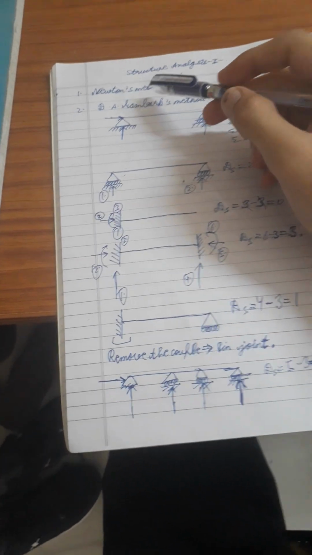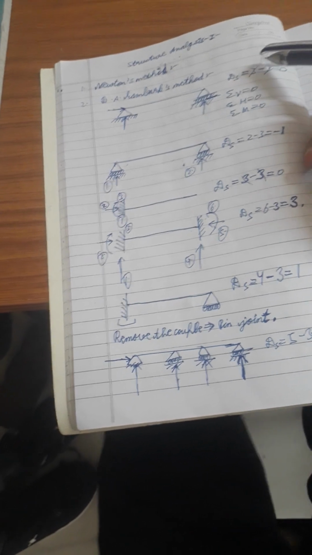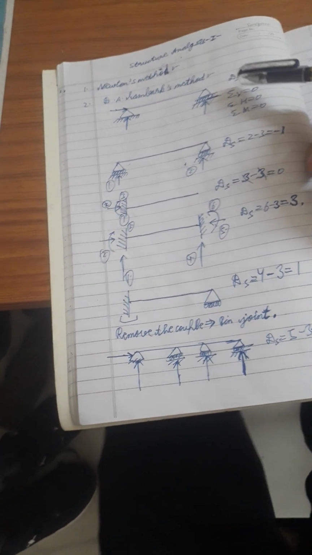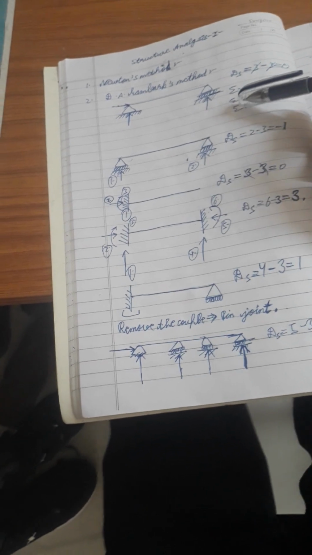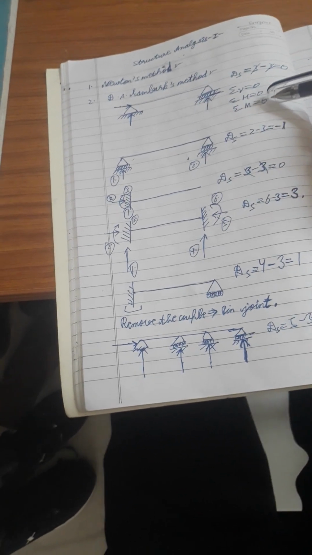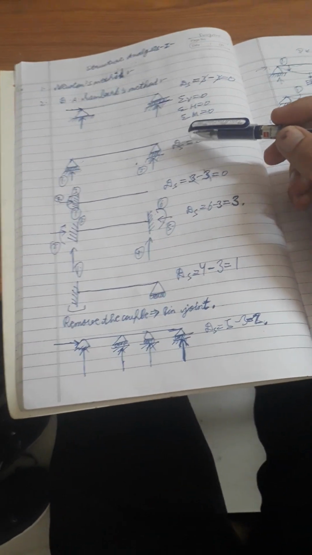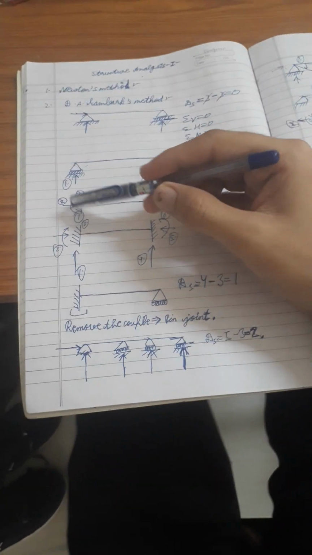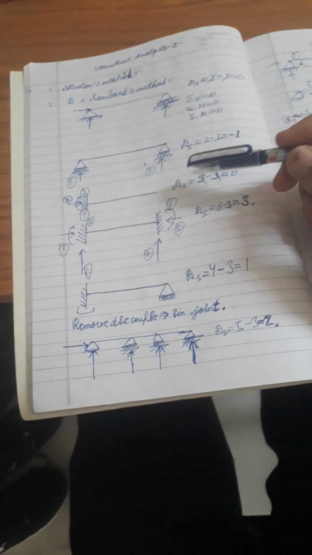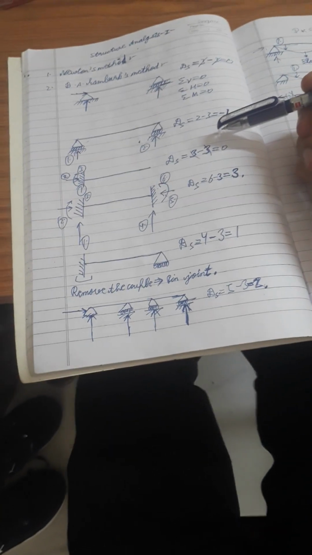Newton's method, D'Alembert's method, ds is equal to 3 minus 3 which is equal to 0. Summation V is equal to 0. Summation H is equal to 0. Summation M is equal to 0. Here summation U is equal to 0. Then here 1, here 2. ds is equal to 2 minus 3 is equal to minus 1. Then 1, 2, 3: ds is equal to 3 minus 3 is equal to 0.